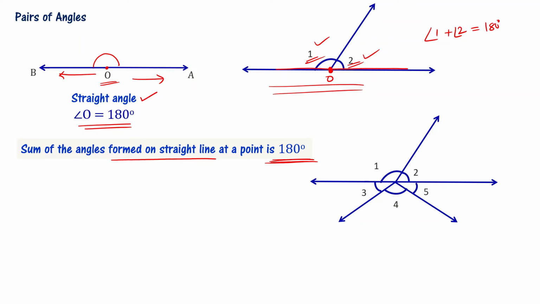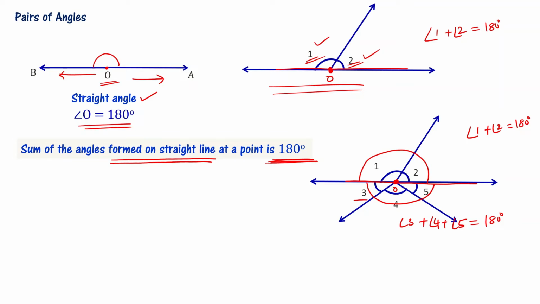Now observe this figure. We have a straight line here, right? And let me call this point O. On this straight line you have two angles, angle 1 and angle 2, right? Angle 1 plus angle 2 is equal to 180 degrees, right? The sum of the angles formed on a straight line at a point is 180 degrees. Now, if you observe the other side, you have angle 3 plus angle 4 plus angle 5.